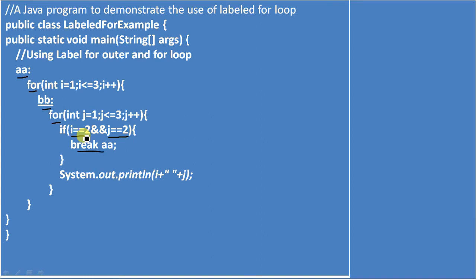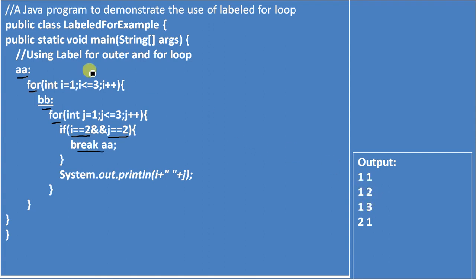When this condition is true, it will break the outer loop. As soon as the outer loop is broken, the control comes out of the outer block and no further execution happens in it. The rest of the code which is not part of the outer for loop will be executed. So the output of this program will be 1 1, 1 2 and 1 3.